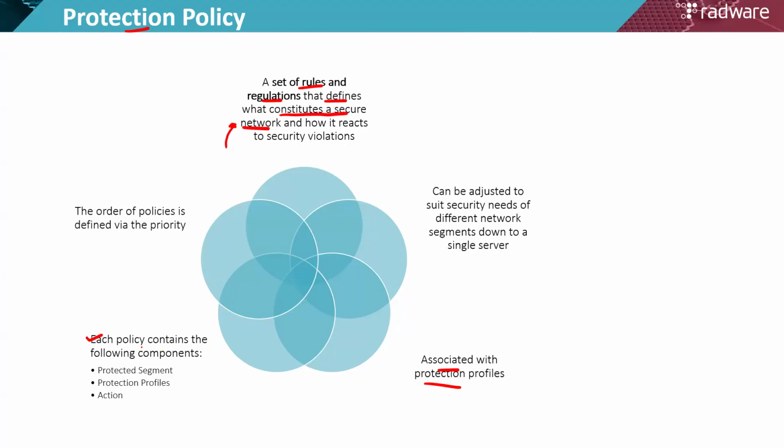What does each policy contain? Each policy contains what we are trying to protect, that means the network; which protection profiles we'll be using, like BDOS, SYN, etc.; and third, the action of that particular policy. Whenever we detect an attack, what action should the DefensePro take? Whether it should block an attack or just report only, etc. You can define those actions while defining a policy. We can create multiple policies as well, and the order of policies is defined via the priority that you set. So these are the things that you need to be aware of.